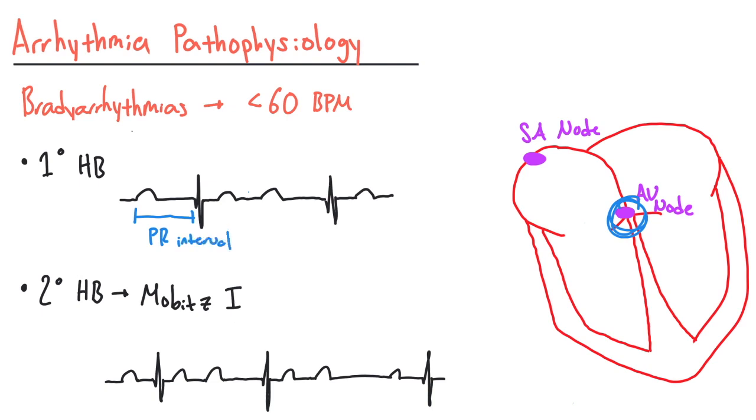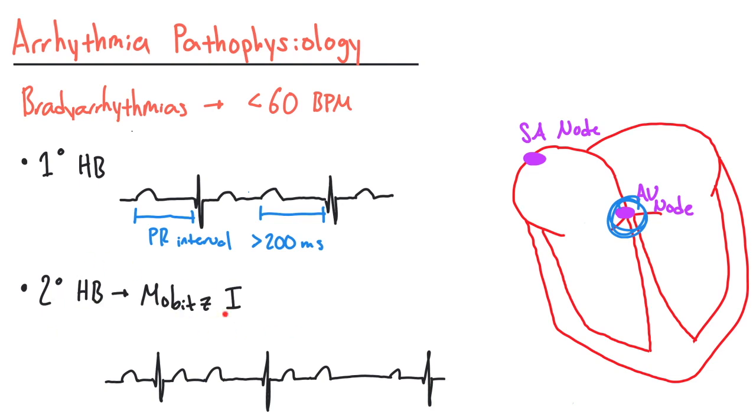Normal was anywhere up to 200 milliseconds or 0.2 seconds. So here we just have a prolonged PR interval of greater than 200 milliseconds. And this will be the same throughout the EKG. So this is a very easy one to identify. Many times it can be completely benign and not something you have to worry too much about.